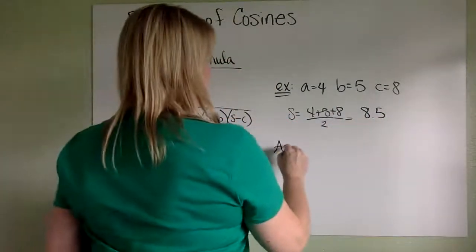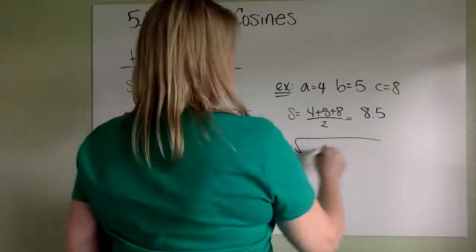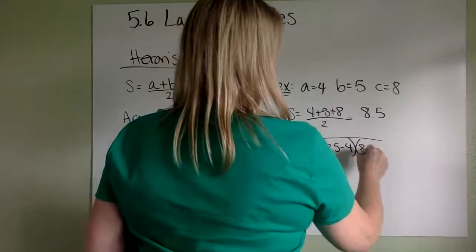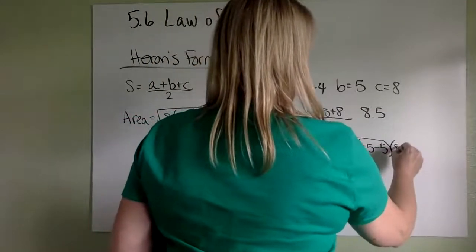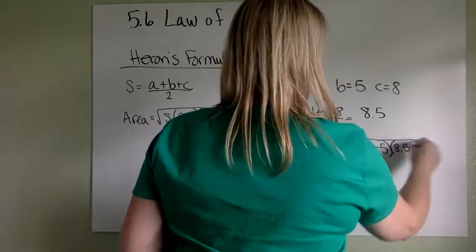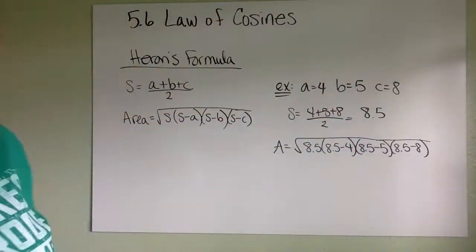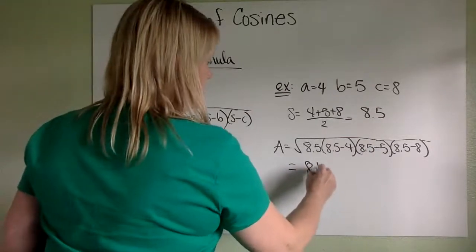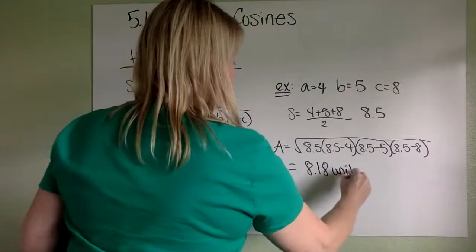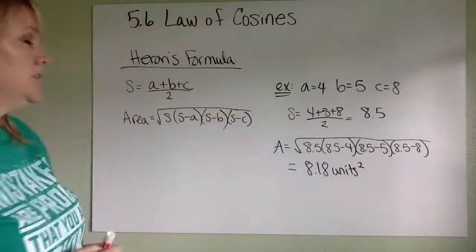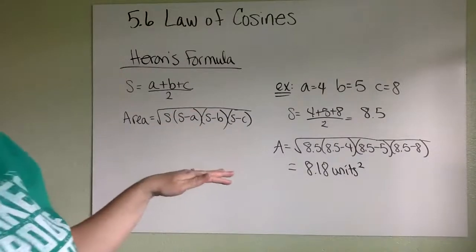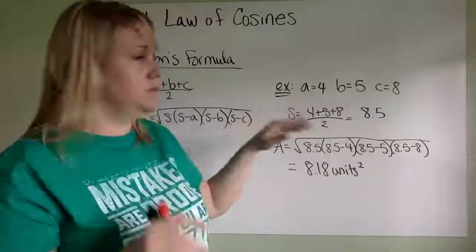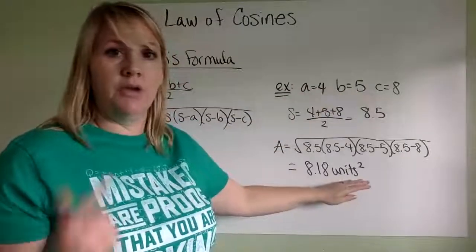So to find the area, I use this formula here. It's 8.5 times 8.5 minus 4, times 8.5 minus 5, times 8.5 minus 8, all under the square root. And that is just a calculator problem again. You figure out what that's equal to, and you should get 8.18 units squared. So again, if it gave you units on the side length, centimeters, inches, feet, miles, I don't care what it is, you need that unit squared on your answer.